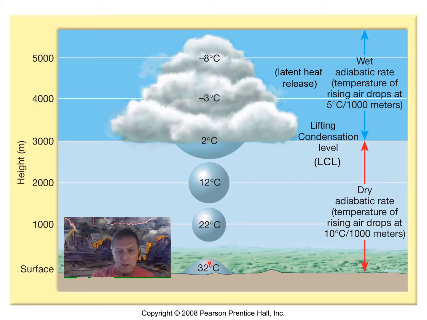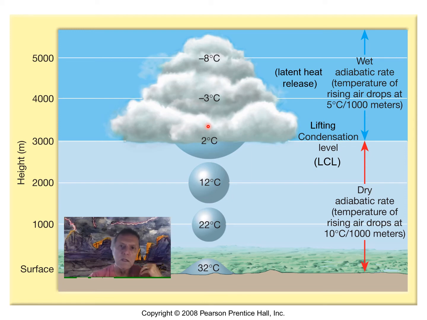Now, adiabatic cooling is illustrated here again as air rises and cools from 32 to 22 to 12. It cools at what we call the dry adiabatic rate here. Temperature of rising air drops 10 degrees centigrade per 1,000 meters. At this level, called the lifting condensation level, the air is so cool that it can't hold moisture, so moisture starts to condense from water vapor into tiny water droplets, and starts to form clouds.